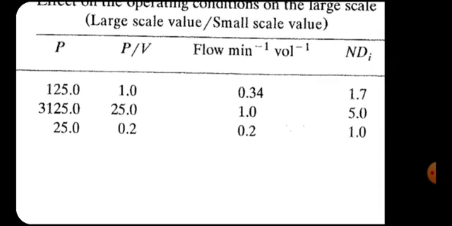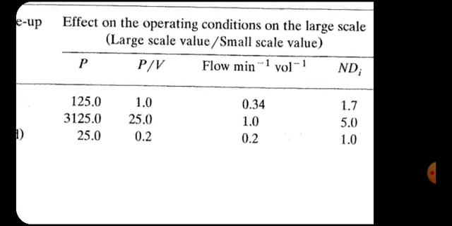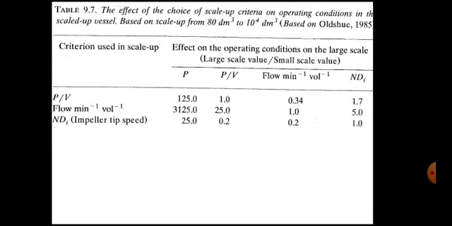In the second row, if the flow characteristics are constant, then there will be a tremendous increase in power consumption per unit volume, that is 25, and a tremendous increase in the impeller tip speed, that is 5. In the third row, if impeller tip speed is kept constant, then the flow rate will decrease and it will also affect the power consumption per unit volume. This table shows that we cannot keep only one condition constant. So at a time, modifications have to be made in several other parameters also.